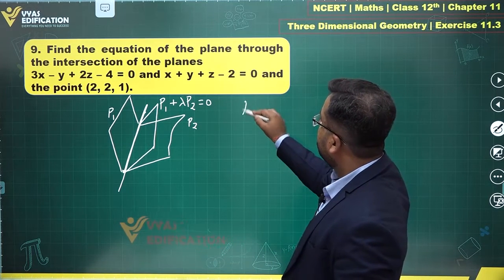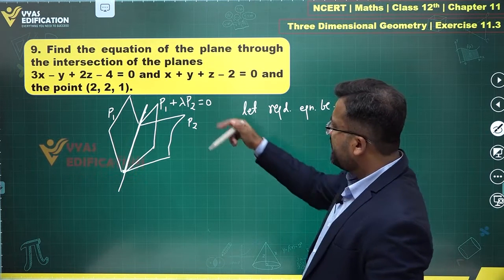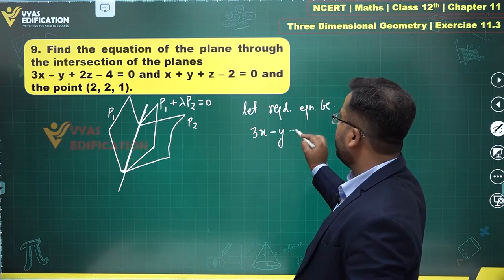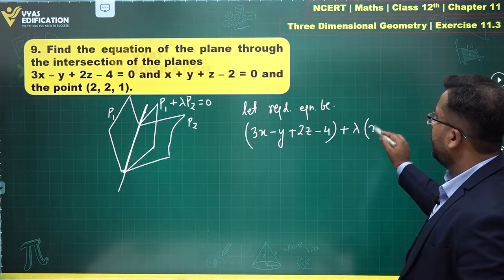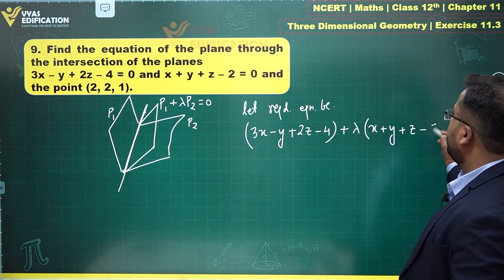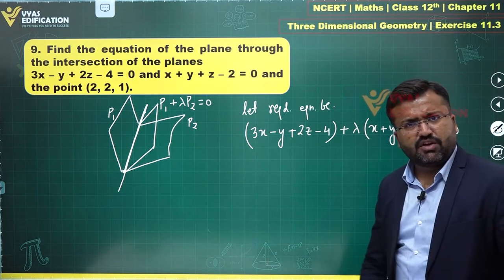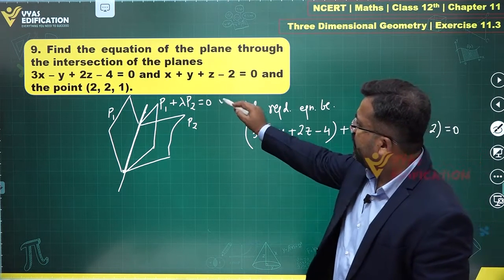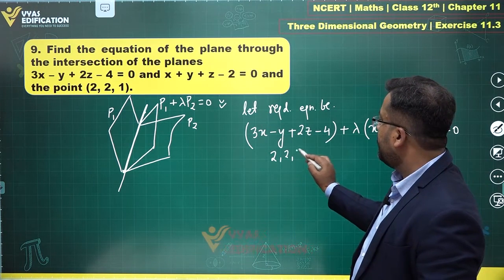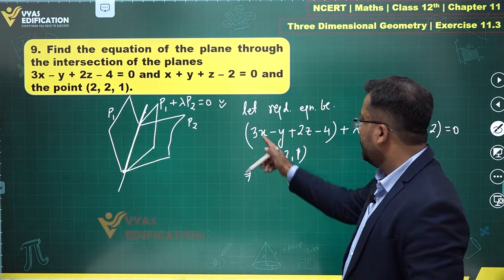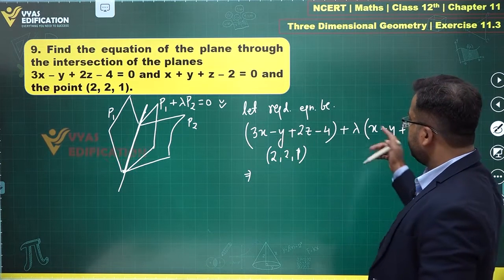So let the required equation be P1 plus lambda P2, which is 3x minus y plus 2z minus 4 plus lambda times x plus y plus z minus 2 is equal to 0. This is what you need, right? This is the version which is given directly in the book. So we have written it this way, or you can remember it using this approach. And since this passes through the point 2, 2, 1, that point will satisfy this plane, and we can get the value of lambda.